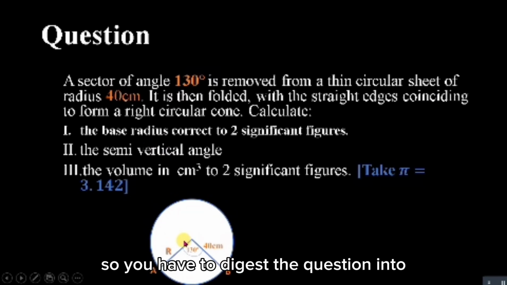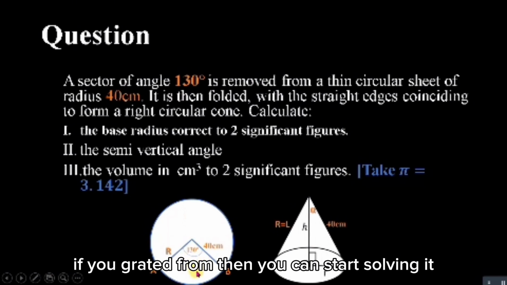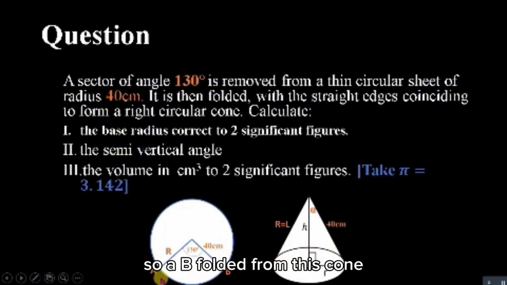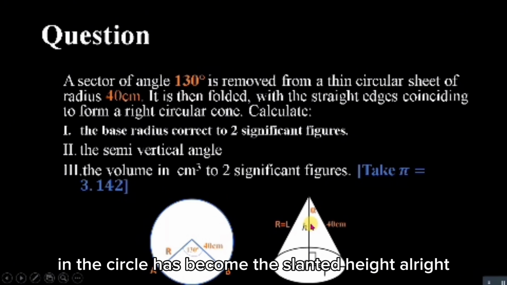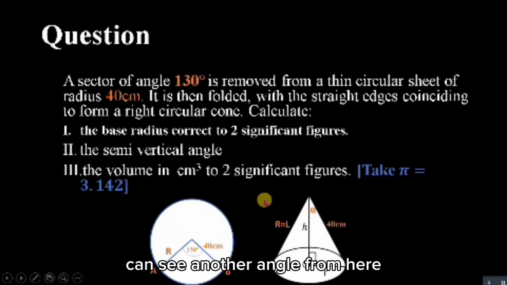Now this one is taken out and folded, this part. So AB is folded to form this cone. So the arc AB has become the base circle here, and then the radius R of the circle has become the slanted height. Alright. And now after this has been formed, you can see another angle formed here, the vertical angle. And that's what the question is asking us to find.